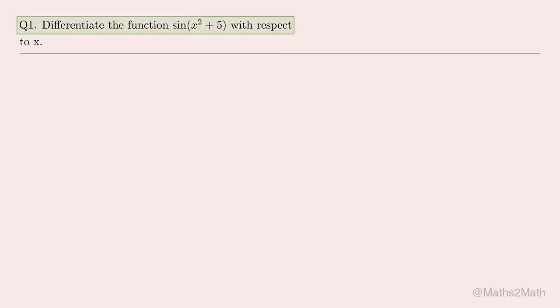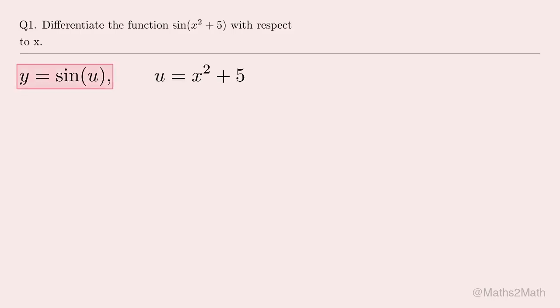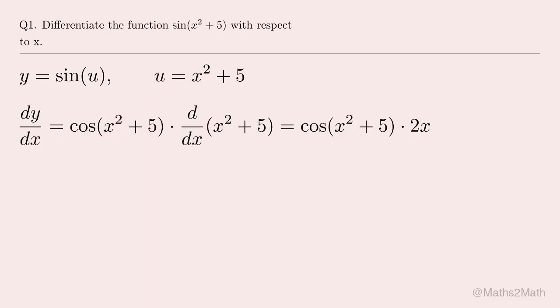Question 1. Sine wrapped around the polynomial x squared plus 5, a two-layer composition for the chain rule. Differentiate the outer sine at the inner function, then multiply by the derivative of the inside. Name the layers. The outer function is sine, the inner function is x squared plus 5. Chain rule. Derivative of sine is cosine, evaluated at the inside, times the derivative of the inside, which is 2x. Write the factors in the usual order.